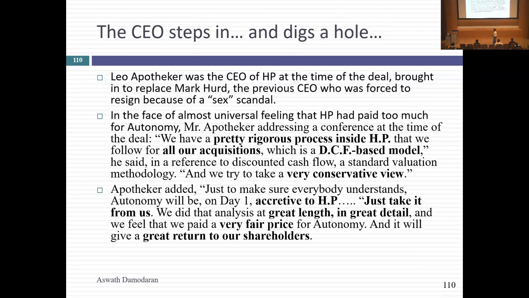So Leo Apotheker was the CEO of HP. In New York, at an equity research conference, he is asked to defend it. I'm going to read what he said word for word because I can't keep a straight face. So I'm going to turn my face this way so you don't see the look on my face. This is Leo talking to the equity research analyst. So why do you pay so much? He says, in the face of almost universal feeling that HP had paid too much, is what Leo says.